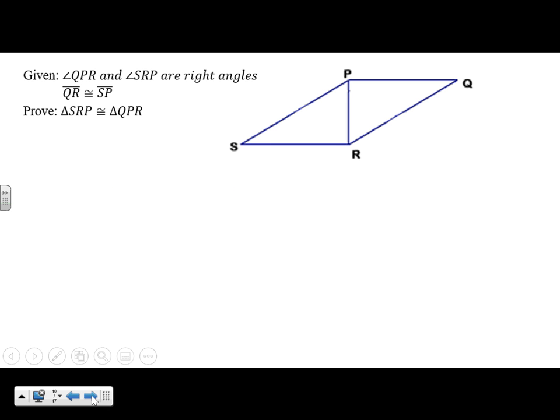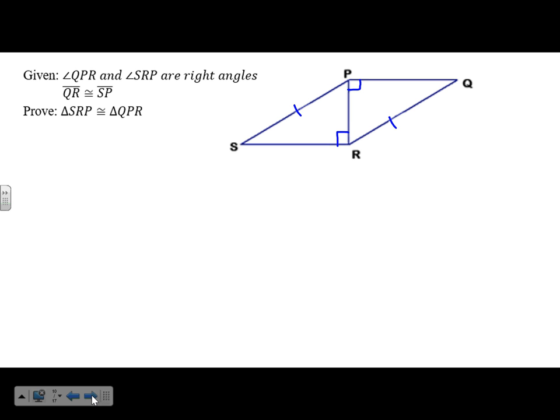All right, so let's do some of these proofs. Given angles QPR and SRP are right angles, so that's given. So let's mark that down. So we have this one and this one are right angles. And QR is congruent to SP. QR is congruent to SP. I want to prove that the triangles are congruent.